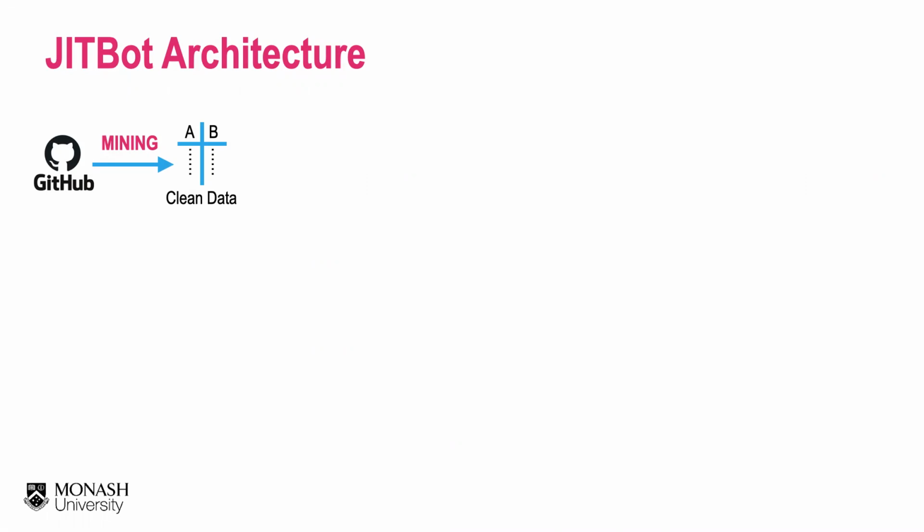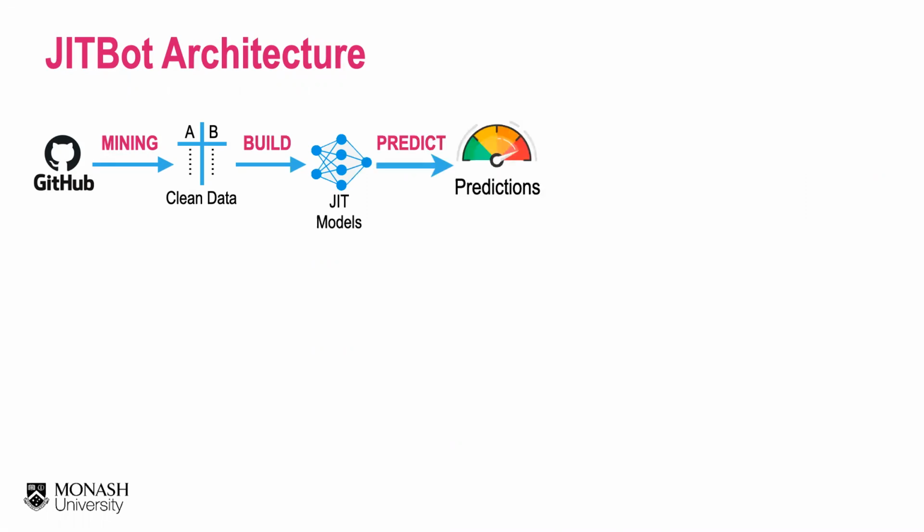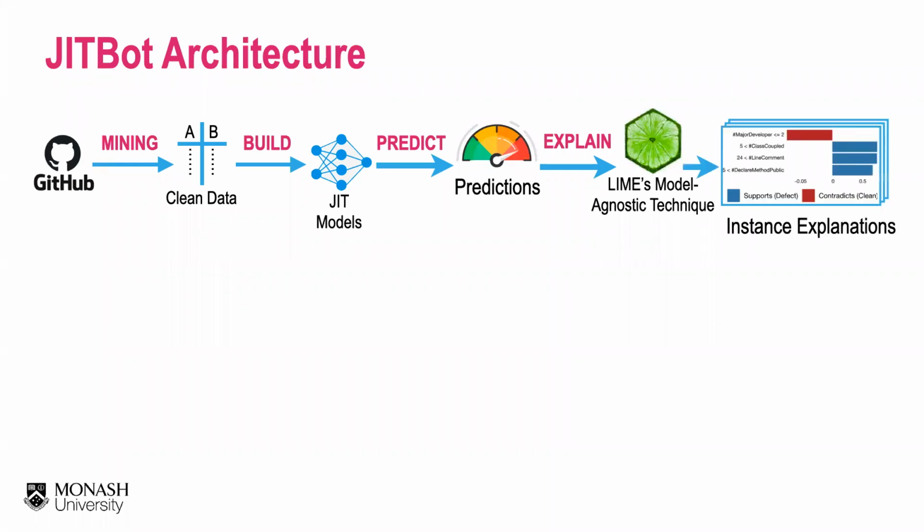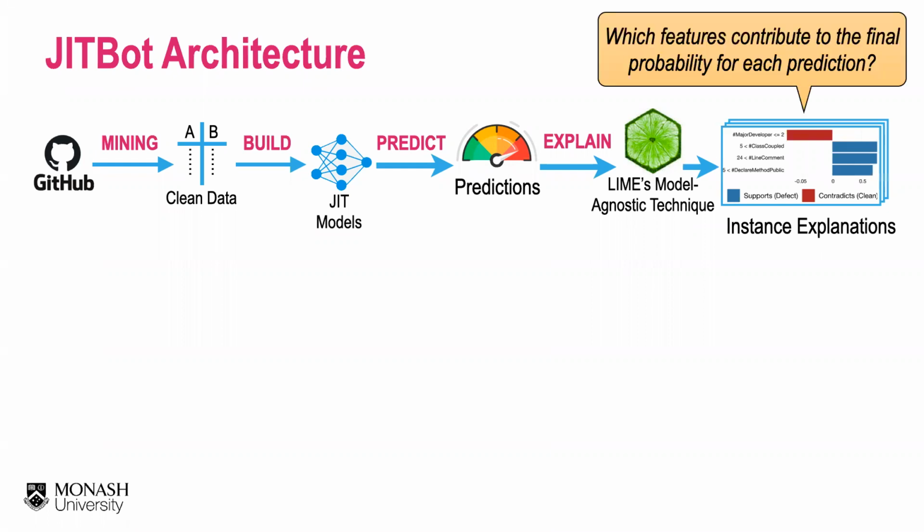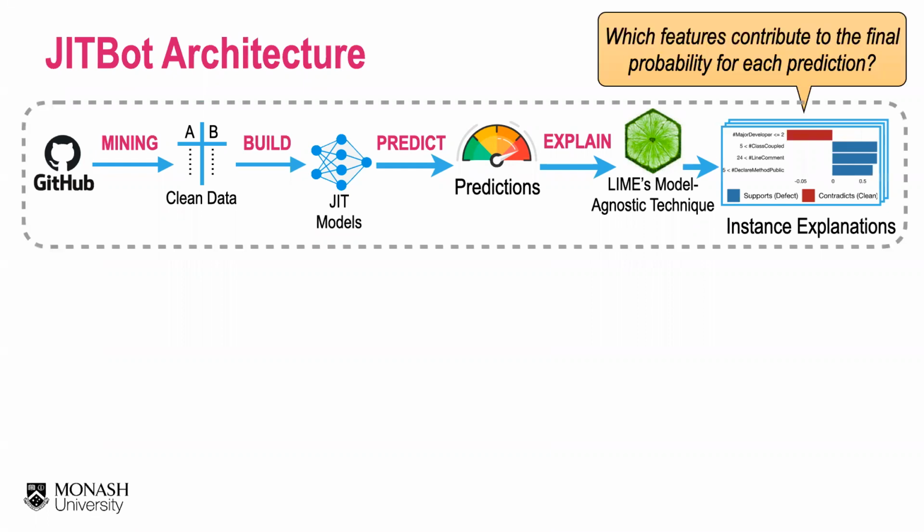We start by mining GitHub repositories to prepare JIT datasets, and then we build JIT models and generate the predictions. The key highlight is that we employ the LIME model-agnostic technique to generate the explanation to get a deeper understanding of what features contribute to the final probability. And then we wrap up everything as a JIT Python framework.